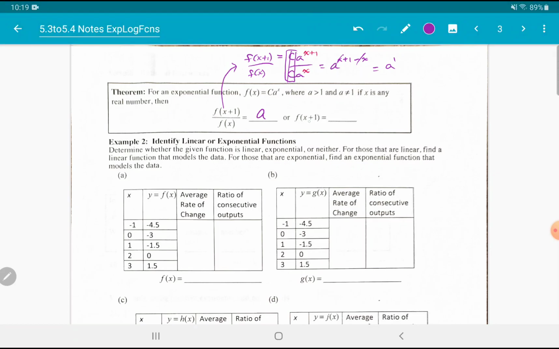Or another way of writing this is if we just want the f of x plus 1, then what we can do is bring that f of x over. So f of x plus 1 is the same as a times f of x. Okay. All right. That'll conclude our basic idea of what exponential functions look like.